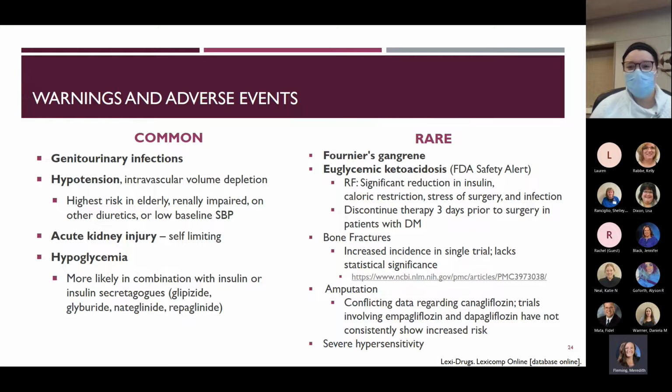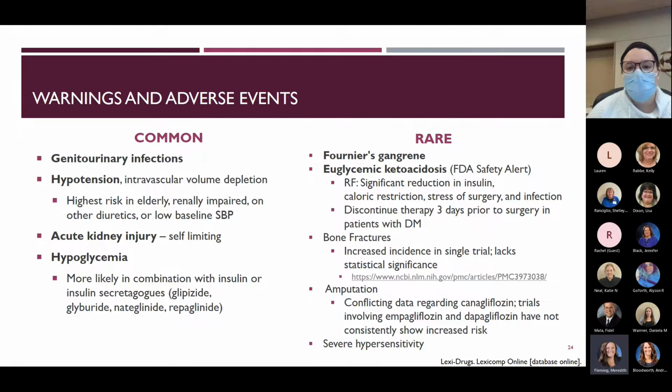So patients that are at the highest risk of having this DKA from being on an SGLT2 are patients that had a recent significant reduction in their previous insulin dosing, patients that are facing a calorie restriction, patients undergoing surgery, and potentially patients with an infection. The recommendations for patients that are on SGLT2s that are planning to have a procedure or surgery is to discontinue the therapy for 3 days prior.